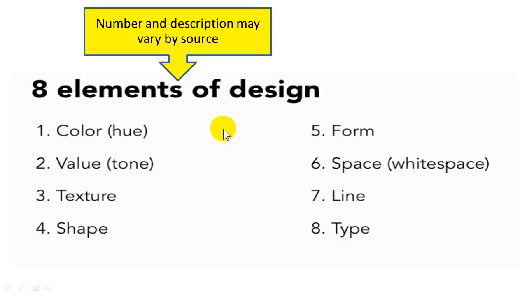I will talk about 8 elements of design, although some authors may talk about more or less. These are not in your book, so we are relying on outside sources. Color, commonly referred to as hue, value, tone, texture, shape, form, space, which means white space also, line, and type. These are different elements that we would be using when creating art design.